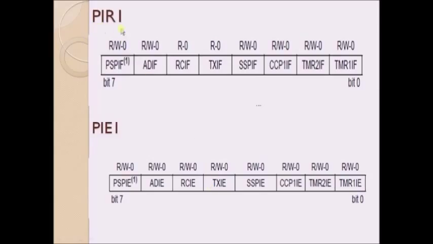Similarly again, PIR1 and then PIE1. These registers will be holding the interrupt enable bit as well as the flag bit of timer 2. As you can see, timer 2 interrupt flag and timer 2 interrupt enable. Programming it to 1 will enable the interrupt. It means the processor will execute the ISR when an interrupt is generated, that is the timer 2 interrupt. This timer 2 interrupt is generated when timer 2 equals the PR2 value. And the interrupt flag will give you the status of the interrupt.